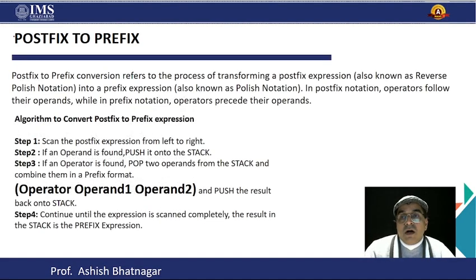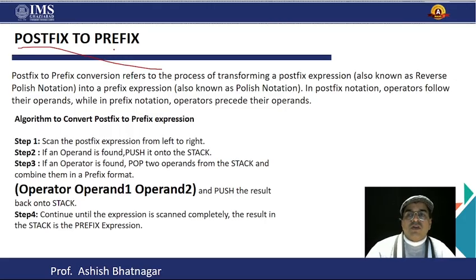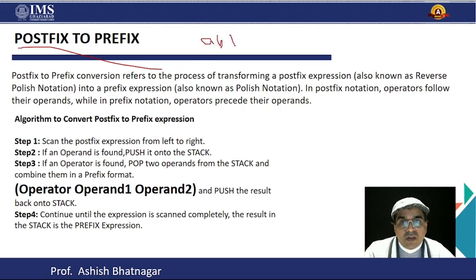Okay. Another conversion is postfix to prefix. How do we convert a given postfix expression into prefix notation? In a simple example, if you have A, B, plus, this is postfix because the operator comes after the two operands, and I want to convert this expression into prefix, like this: plus A B. Yeah, so this is my ultimate goal. So how can I do it?